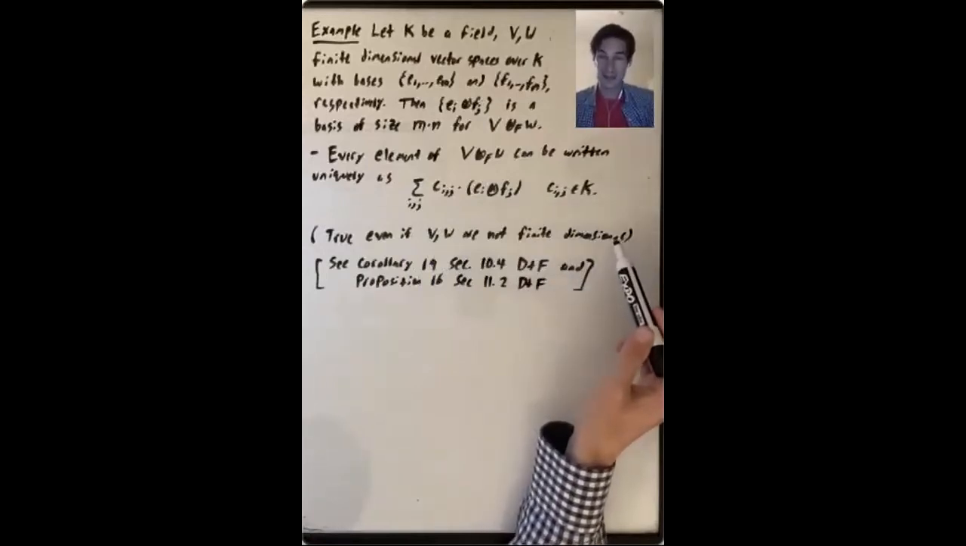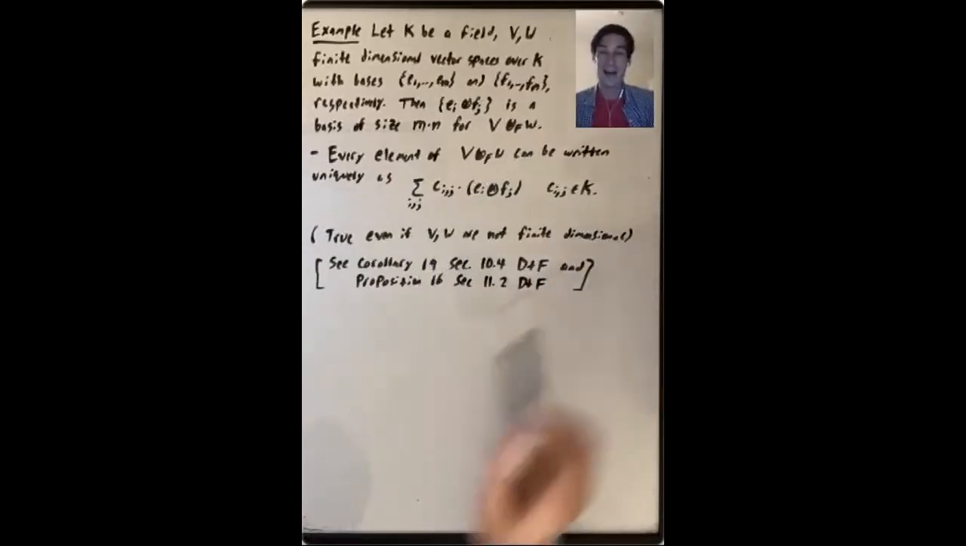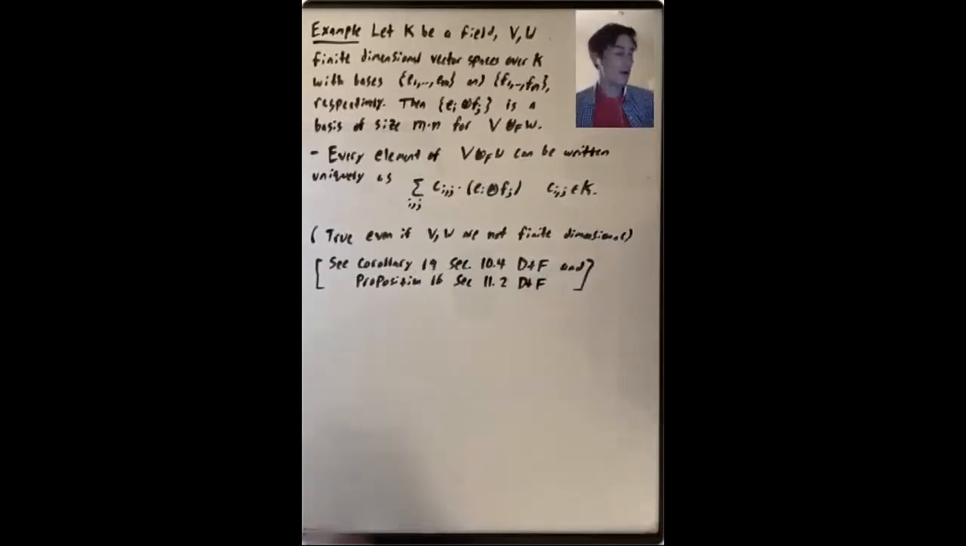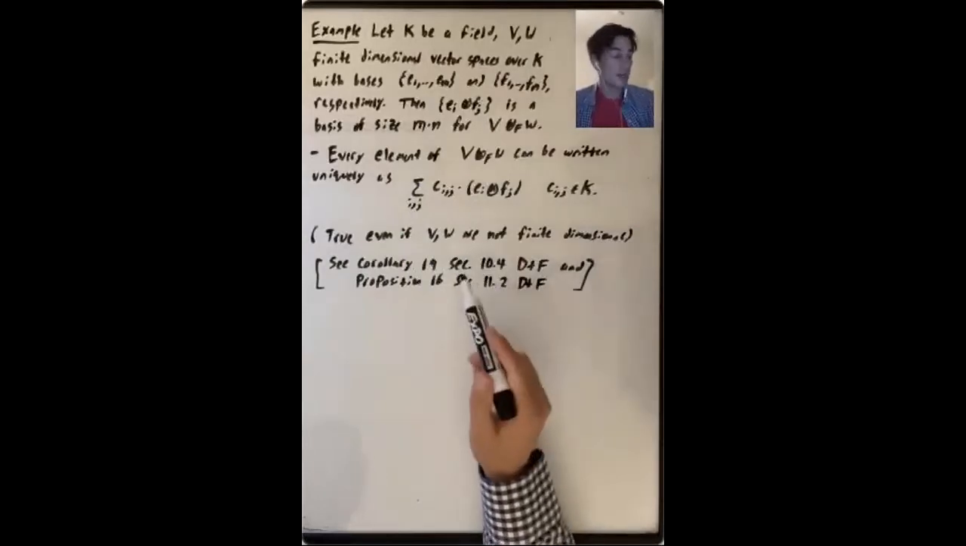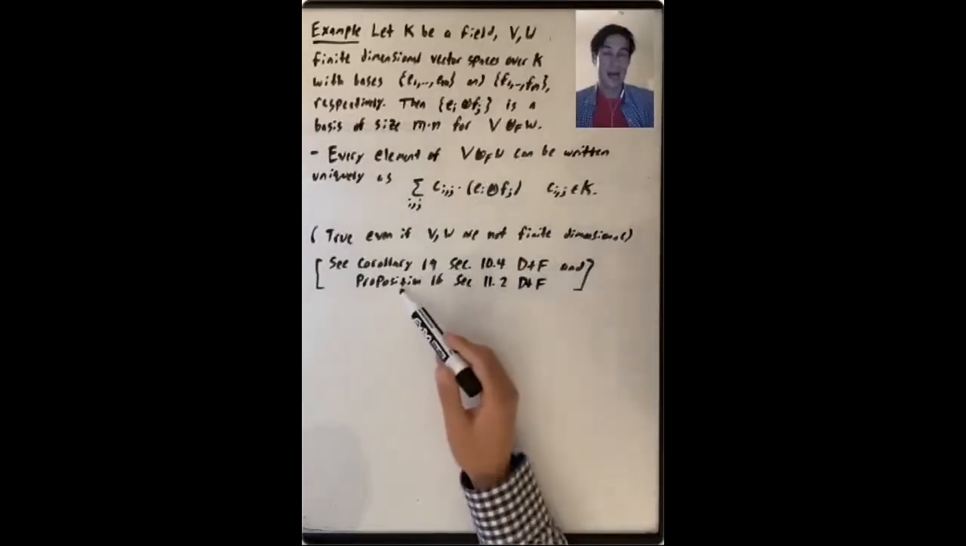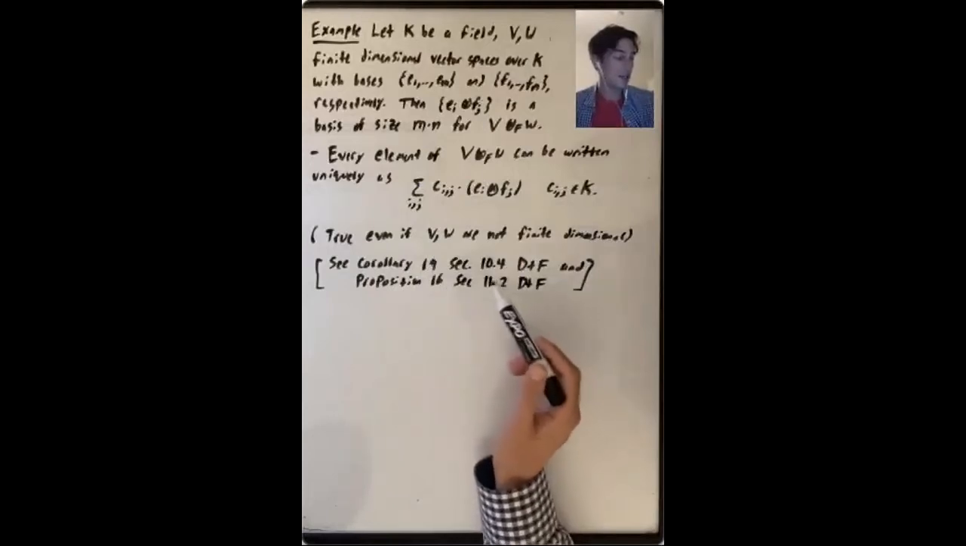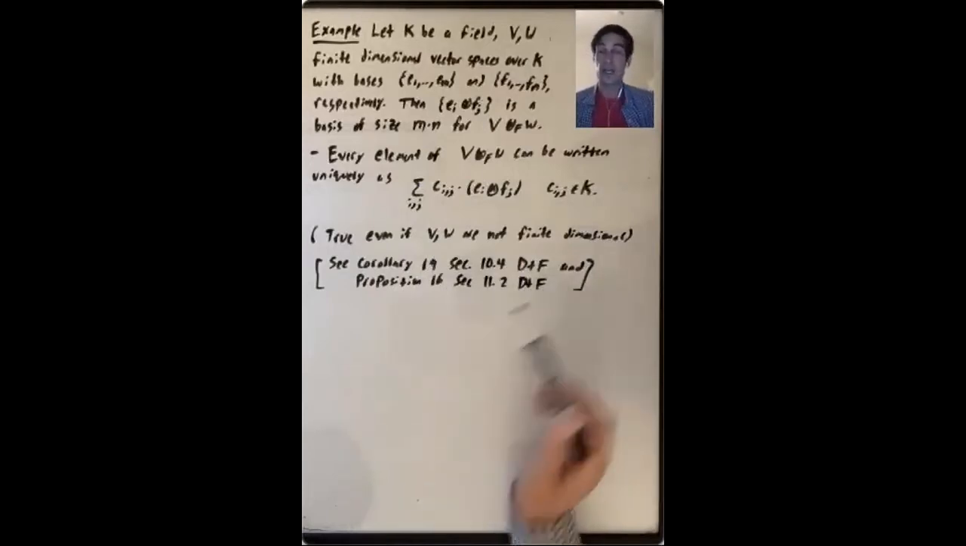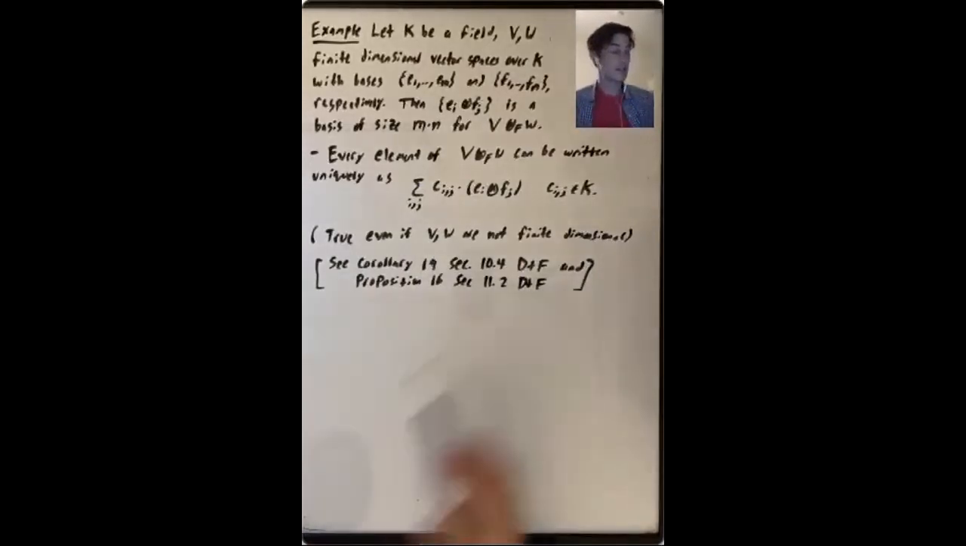If they're infinite dimensional vector spaces, we haven't talked about that at all yet, so I'll leave that for now. And I'll say that these statements are also in Dummit and Foote. You can compare corollary 19 in section 10.4 of Dummit and Foote and proposition 16 in section 11.2 of Dummit and Foote in the discussion of vector spaces that we'll talk about coming up soon.